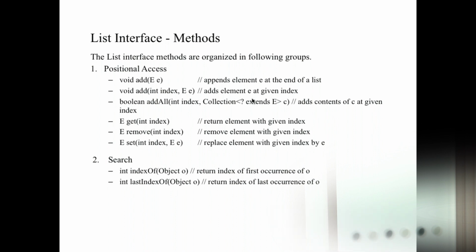So these are just the API methods, and if you want some functionality of your own, of course you can, because it's an interface, and we know that we can implement an interface and add our own methods. So you can create a new class that implements this list interface, and then you can add more methods.